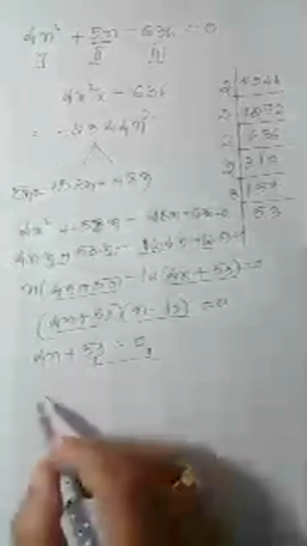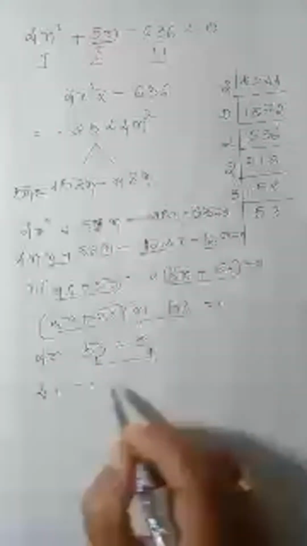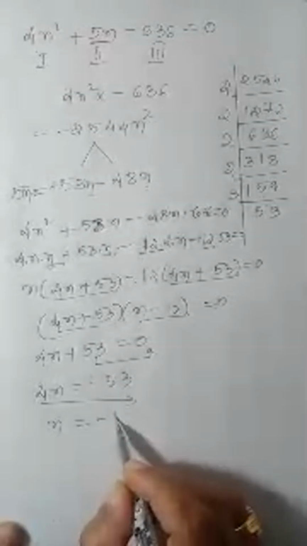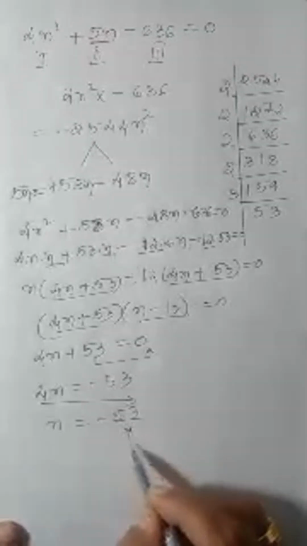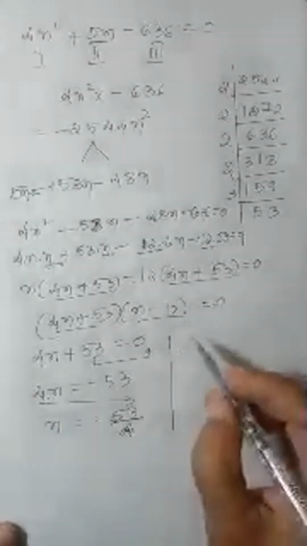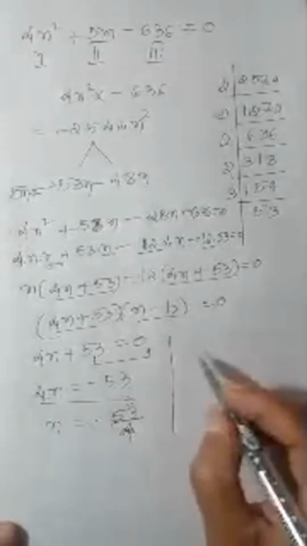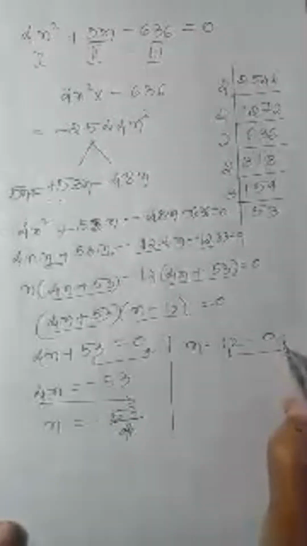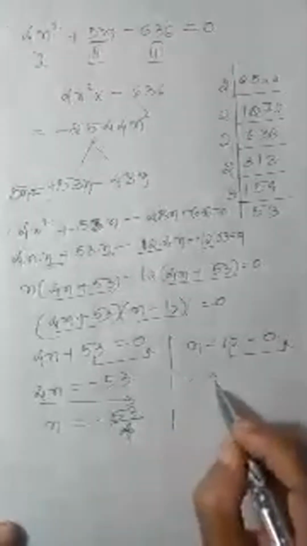That is, 4n plus 53 is equal to what? 0. 53 transpose, then 4n is equal to minus 53. Here cross multiply, that is n is equal to minus 53 by 4. But the number of terms cannot be a fraction, therefore we can't take this. But you may take whole numbers or positive integers. n minus 12 is equal to what? 0. Minus 12 transpose, then that becomes n is equal to 12.